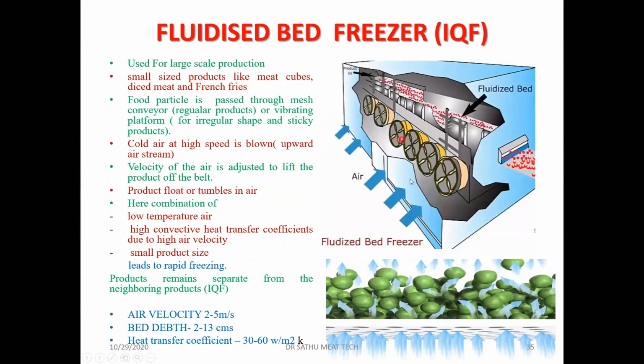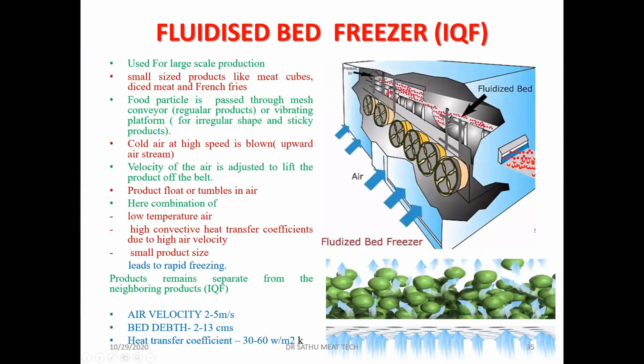The food particles are passed through the mesh. So the products will be passing through the mesh. This is the input, the product will be moving through the mesh or vibrating platforms. For regular products, we go with the mesh. For vibrating, sometimes instead of the mesh conveyor, we'll be using the vibrating platform. That is mainly used for irregular shapes and sticky products. Sticky products will use the vibrating platforms. Otherwise, we'll be going with the mesh conveyor.